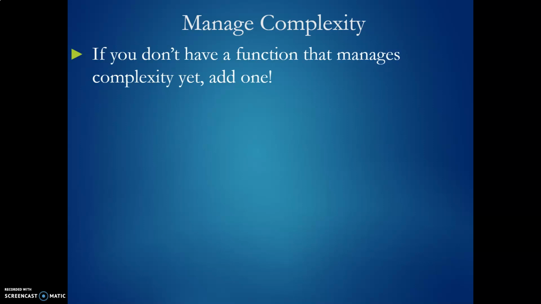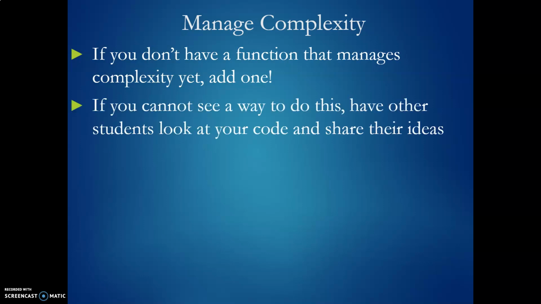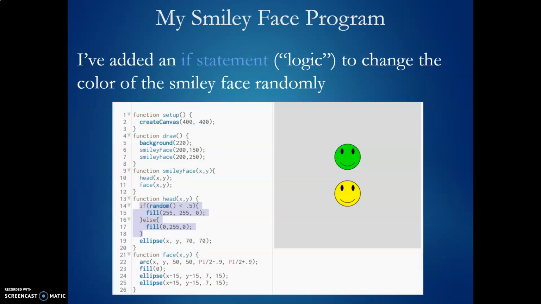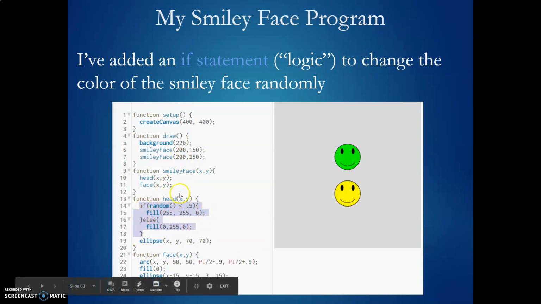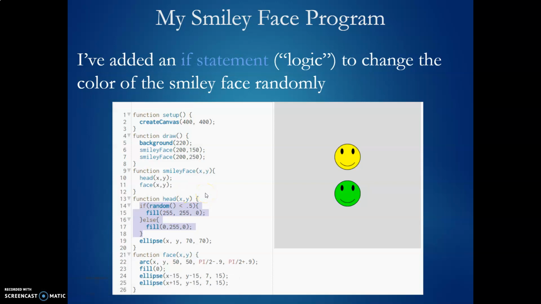So if you don't have a function that manages complexity in your program, at this point you're going to want to go back and write one because you're not going to get full credit unless you do. If you're not sure how to do this, you might ask some of your friends. As a teacher, I can't give you advice on this. But in my program, I'm going to say my head function is the one that manages complexity. I have other functions that manage complexity, but the head function's got the logic in it as well as the math.